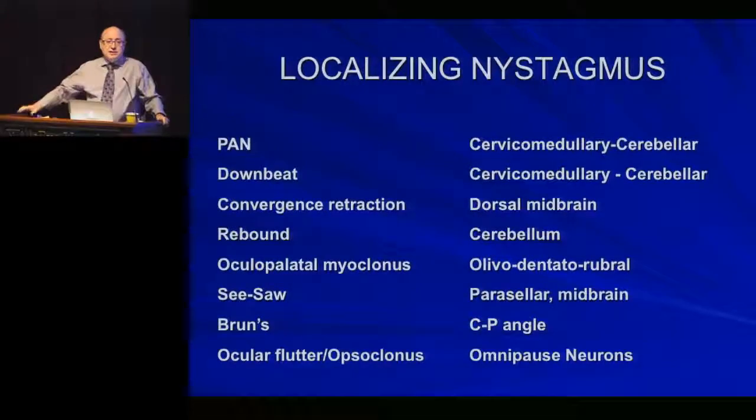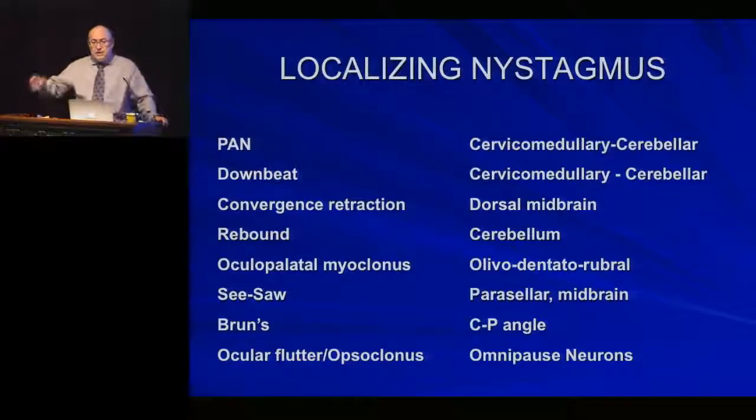Just to summarize the localizing types of nystagmus. Periodic alternating, it's the cervical medullary cerebellar system. Downbeat, same place. Convergence retraction, dorsal midbrain. Rebound, cerebellar system. Oculopalatal myoclonus is in the Guillain-Mollaret triangle, which is the inferior olive, the dentate nucleus, and the red nucleus. Seesaw, parasellar or chiasmal, and midbrain.